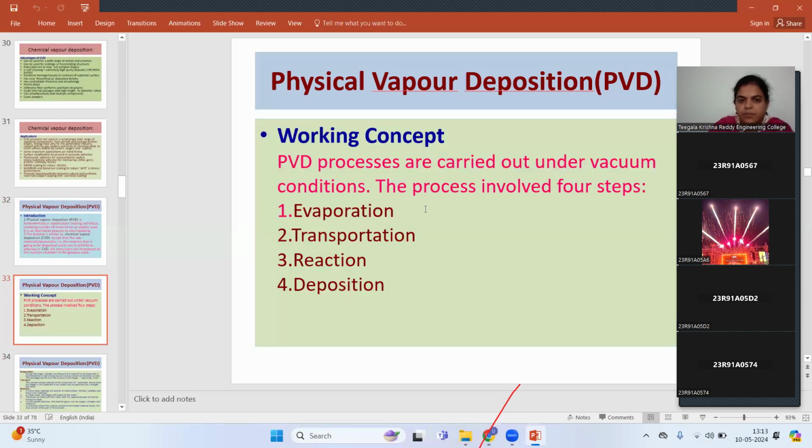And here the working concept of PVD: it is carried out under vacuum conditions, and the process involves four steps. The first one is evaporation, the second one is transportation, the third is reaction, and the fourth step is deposition. These four steps are involved in the PVD method.